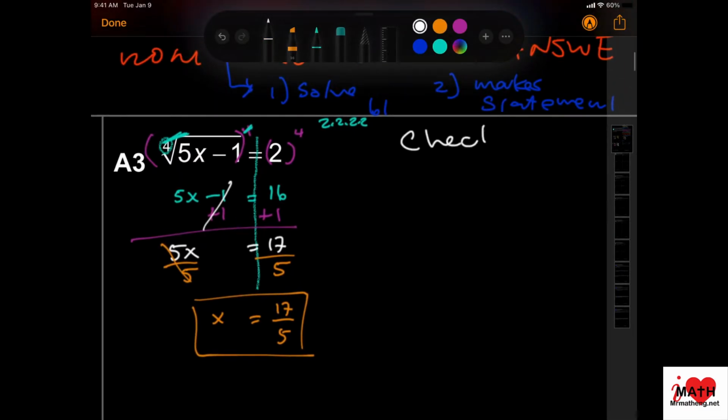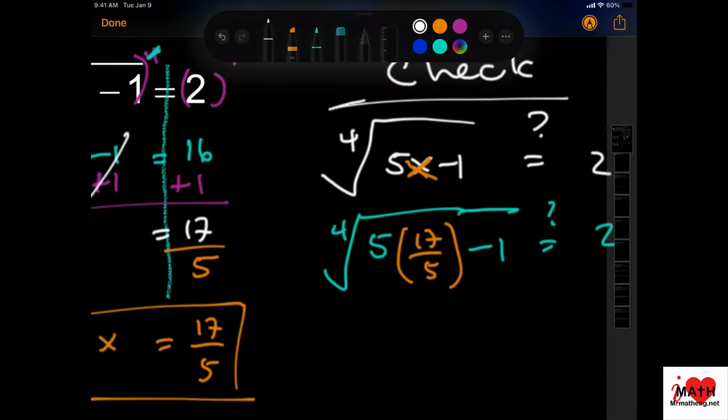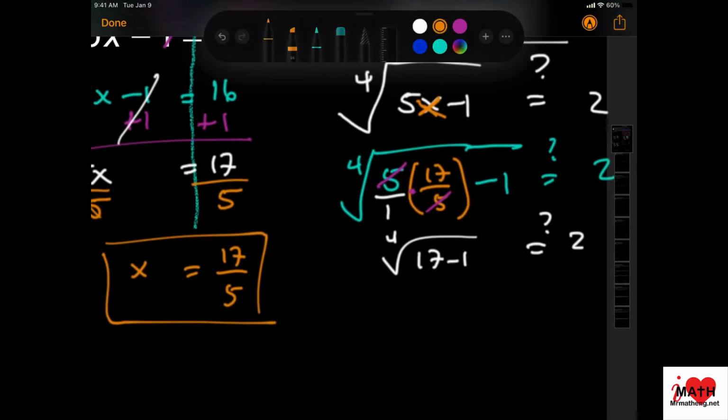So we're going to have to check this. The 4th root of 5x minus 1 equals 2. And we're just going to substitute in 17 over 5. So this will become 17 over 5, and I have the 4th root of 5 times that, and then minus 1. Okay, with fractions, make 5 a fraction, put it as 5 over 1. And remember, these are factors, or the relationship is multiplication. So here you can do 5 divided by 5 is equal to 1, or we just cross those off. So then I'm left with 17 minus 1, and 17 minus 1 is 16.